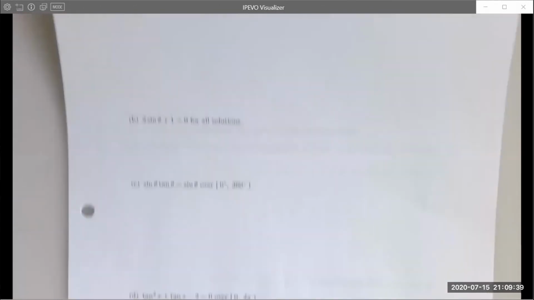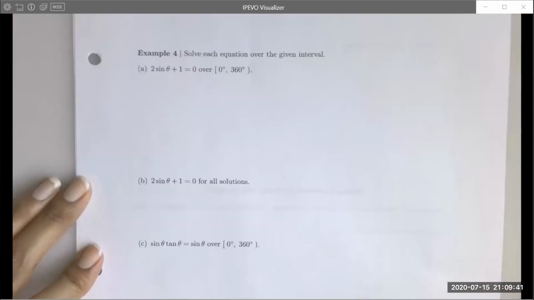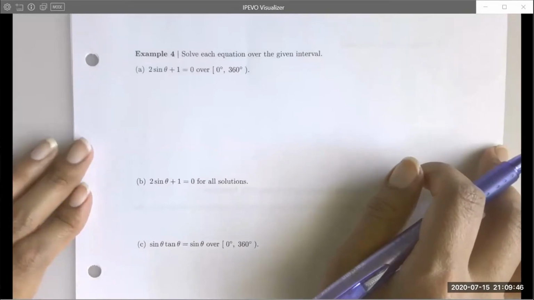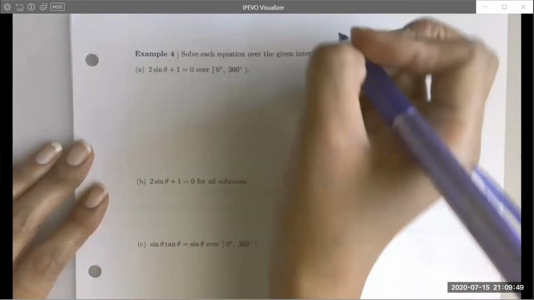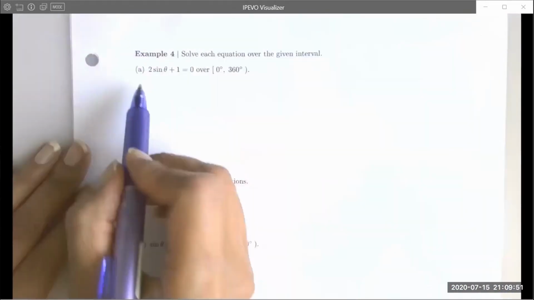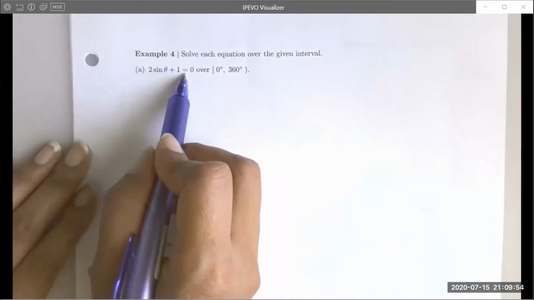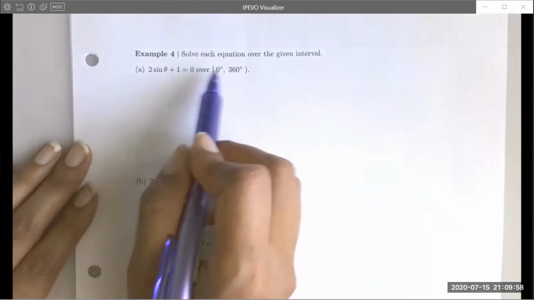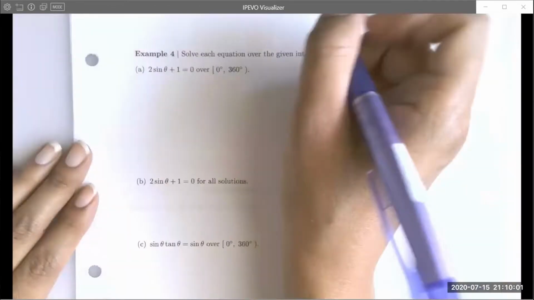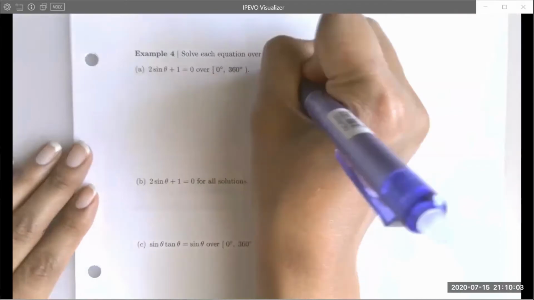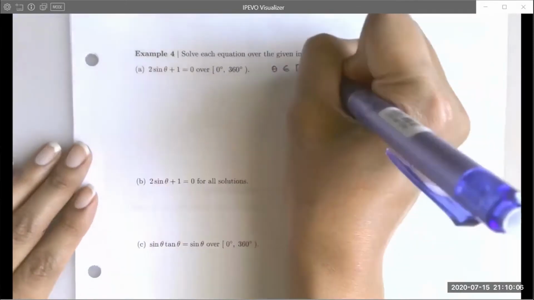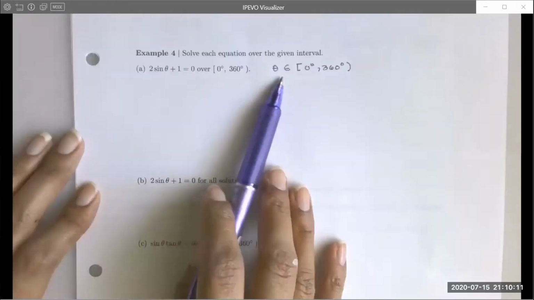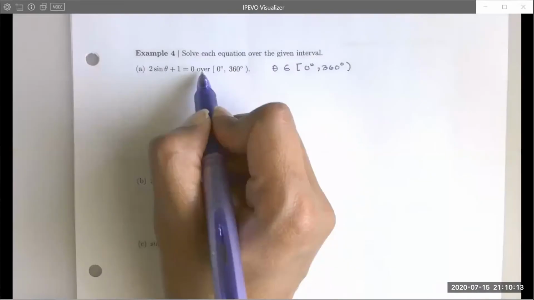Okay, so let's apply that to these equations now. They're asking us to solve each equation over the given interval. When they say over the given interval, this is what they mean. So they wrote here 2 sine theta plus 1 equals 0 over 0 degrees to 360. What they mean is theta is in the range 0 degrees to 360. Okay. It's always just going to be the angle is in that range. That's what they mean by over.